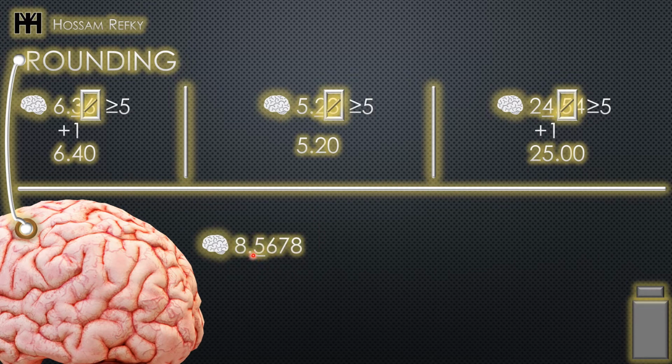Okay, 8.5678. We want to round the 5, so we'll take a look at the 6 and we'll make our test. Is it bigger than or equal to 5? Yes, it's bigger than 5. So we'll add 1, so it will be 8.6. Then all of the other digits will turn to 0.